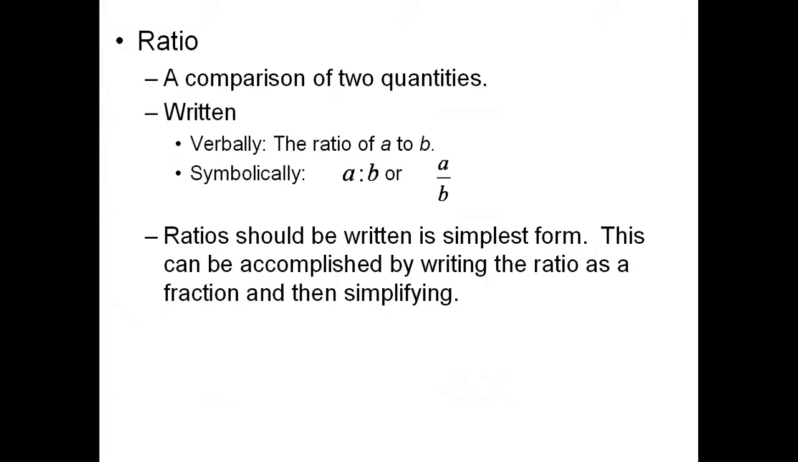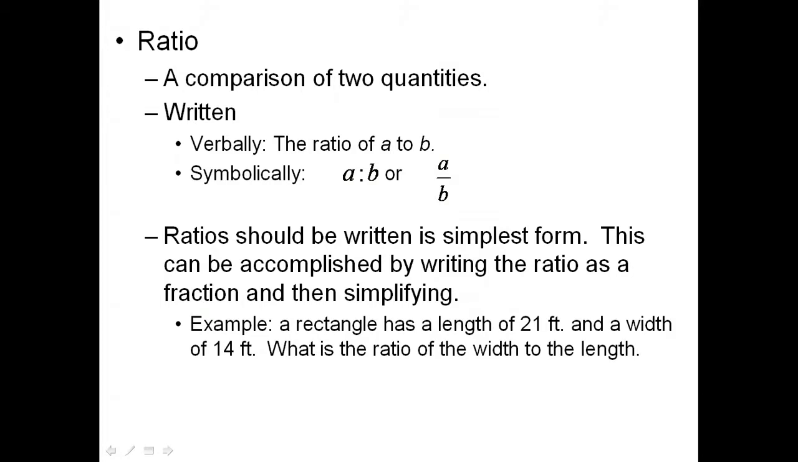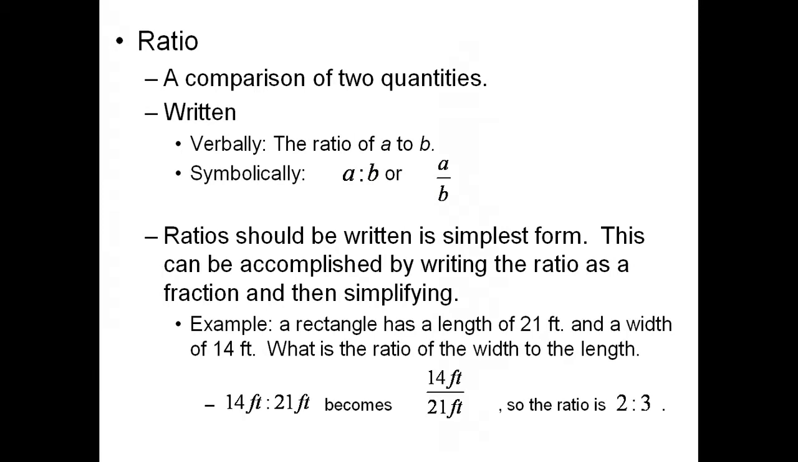Ratios should be written in simplest form, and this can be accomplished by writing the ratio as a fraction and then simplifying that fraction. If I have a rectangle with a length of 21 feet and a width of 14 feet, what is the ratio of width to length? Now I need to write it in the proper order, width first, then length. And when I do that, I get 14 feet to 21 feet.